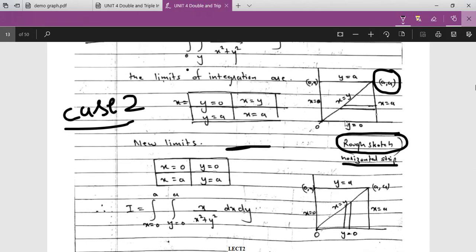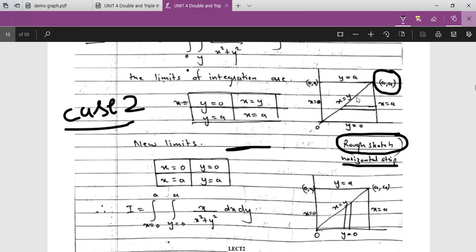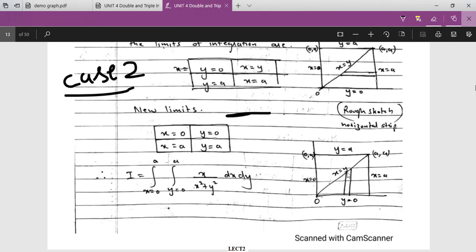Now the next step, in this particular graph only, you can draw a vertical strip. This is for your understanding purpose. To have my new limits, I draw this. First it is a horizontal strip, and now I take it as a vertical strip. So what is happening to y? Now I have to change it from x to y.